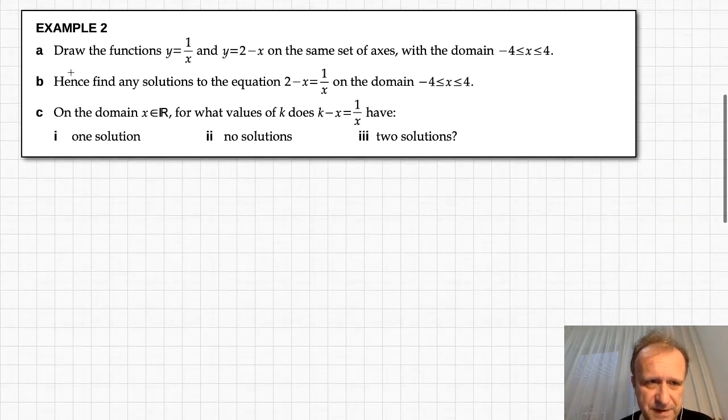So in part A, it asks us to draw the functions. There is this verb: draw the functions y equals 1 over x and y equals 2 minus x on the same set of axes with the domain from -4 to +4. Okay, so we are not going to sketch the functions, we are going to draw them, and since it's 2020, we are going to use GeoGebra to achieve that goal. One of those functions is 1 over x, the other one is 2 minus x.